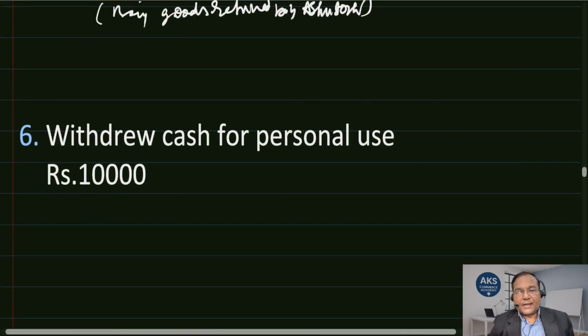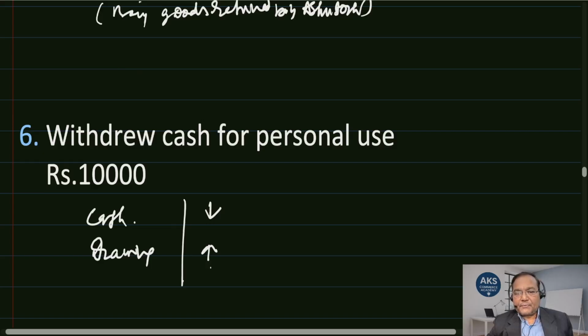Now, withdrew cash for personal use. If this be the case, then what is the entry that we need to pass? One is cash and the second one is for personal use, so we use the word called drawing. For the entry to be passed, is cash coming in or going out? When there is withdrawal for personal use, cash is going out. So there is a decrease in cash and in the personal account, drawing is increasing.